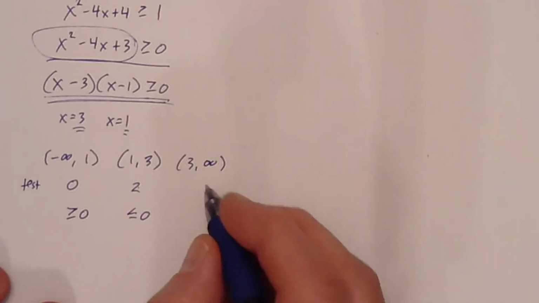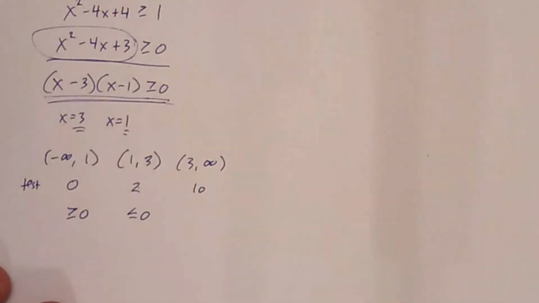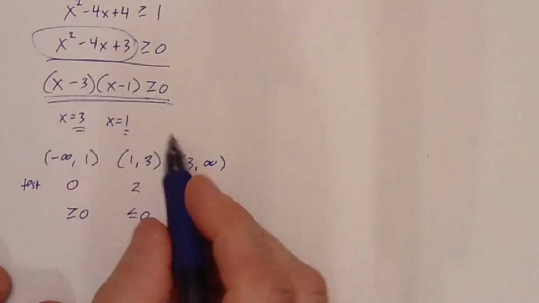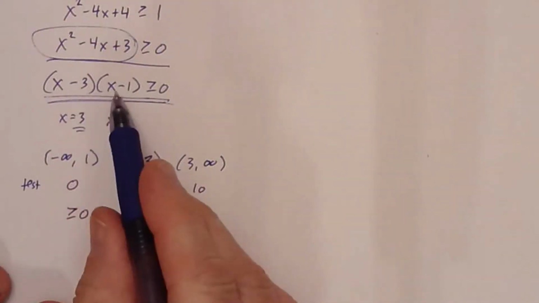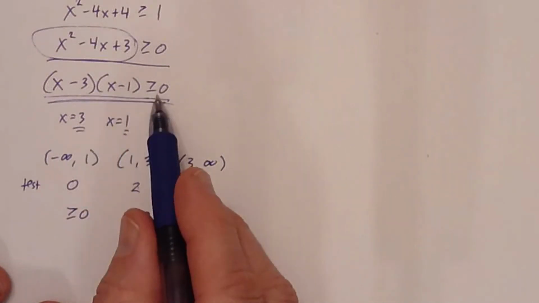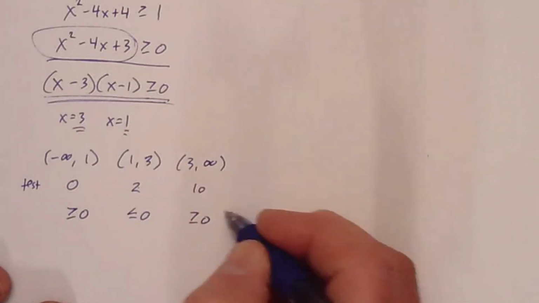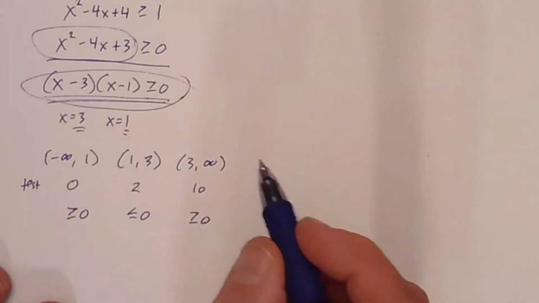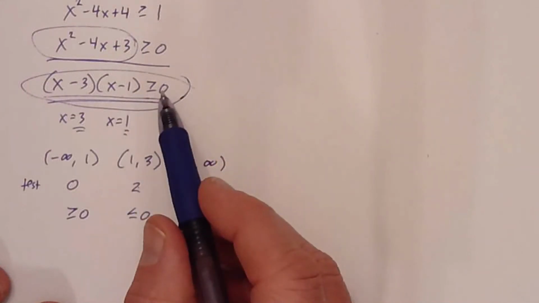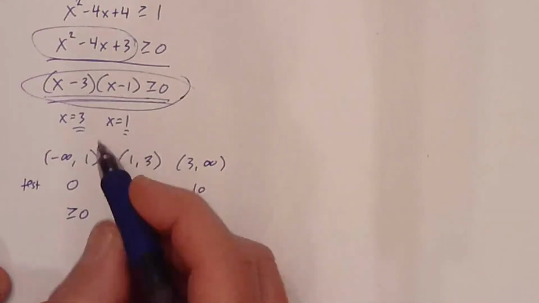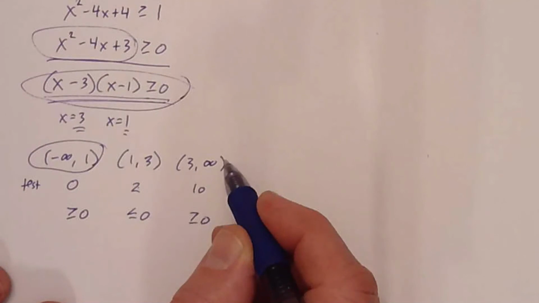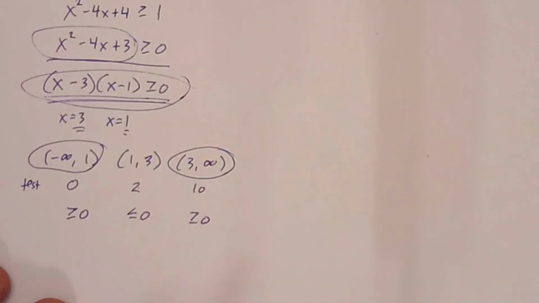And finally, if I check over here, I can pick a value like 10. You can pick anything you want in the interval. And when I plug that in, 10 minus 3 is 7, 10 minus 1 is 9. 7 times 9 is certainly bigger than or equal to 0. And so I go back then and take a look at my inequality. I'm interested in where this function is bigger than or equal to 0. So that tells me it's on these 2 locations.